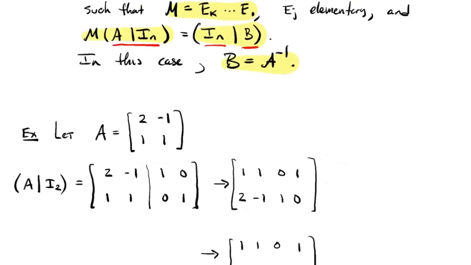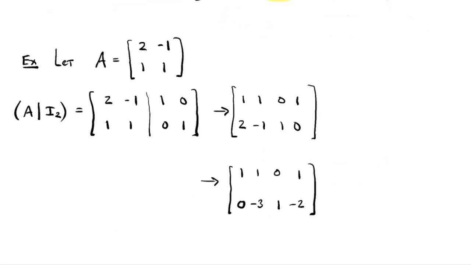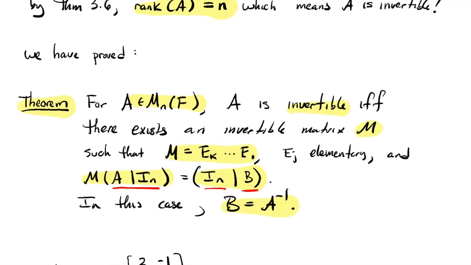Nice. Let's end this short video with just an example here. So I've got a 2x2 example. Actually, before we look at this example, I should say that this theorem is saying that it's invertible if and only if. So if you start trying to perform these elementary row operations to the matrix A, and you cannot get the identity matrix on the left-hand side, then the matrix is not invertible.